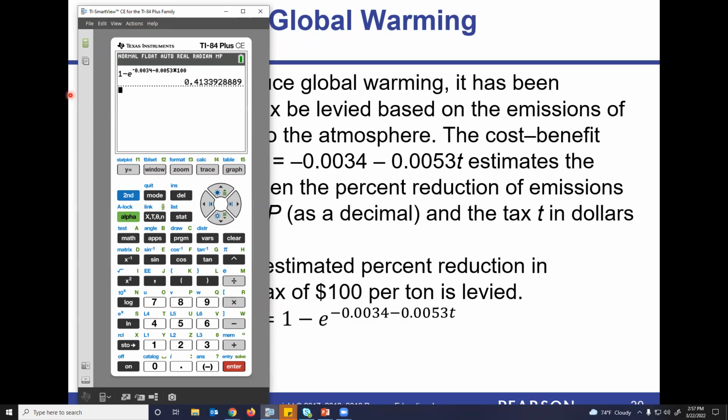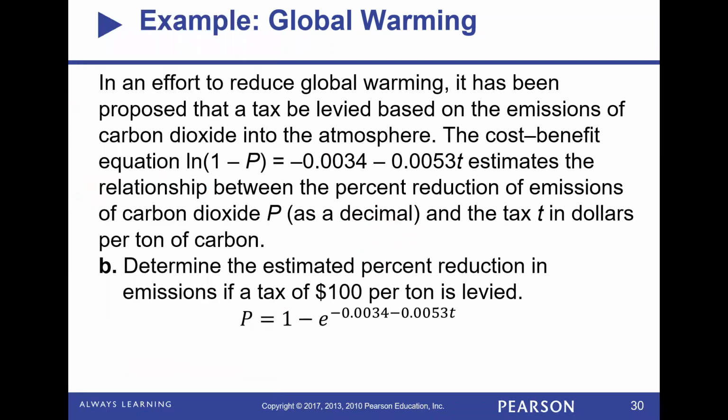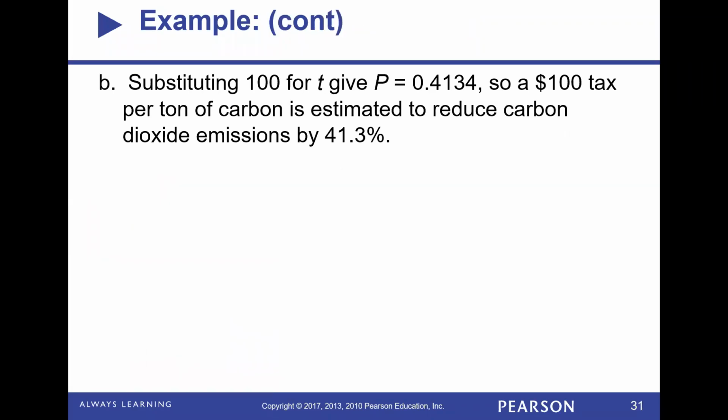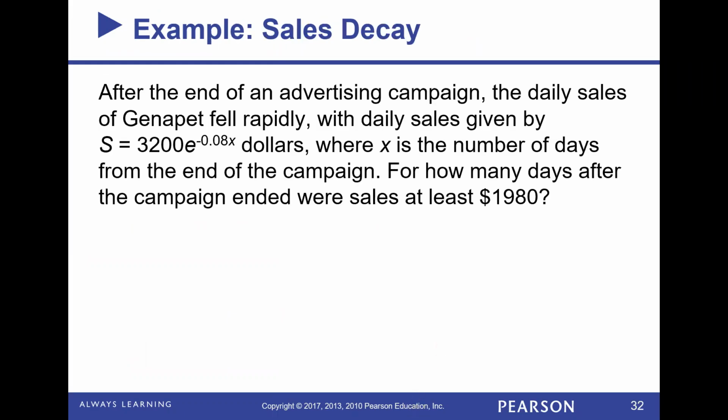Now remember, P was given in a decimal, and the question is asking what is the percent. So I do need to change this to a percentage. One of the things with this calculator is it doesn't actually have a percent button, so I just need to multiply by 100 and I'm able to get that. And that basically gives me my answer of 41.3%. Okay. Let's try again. Woohoo.